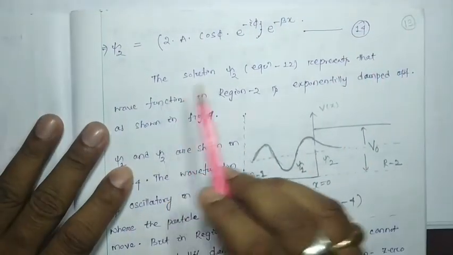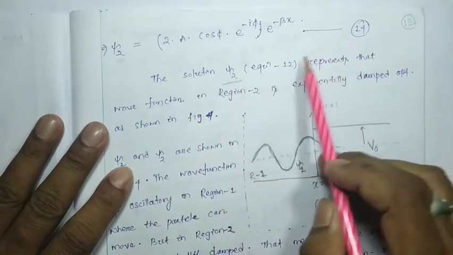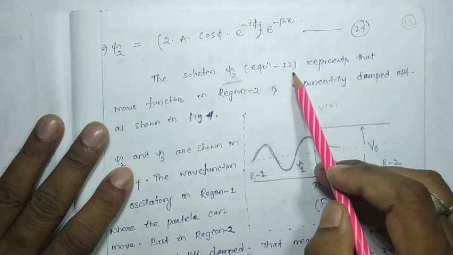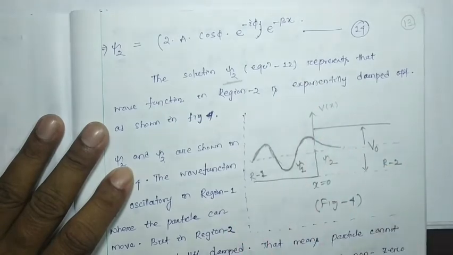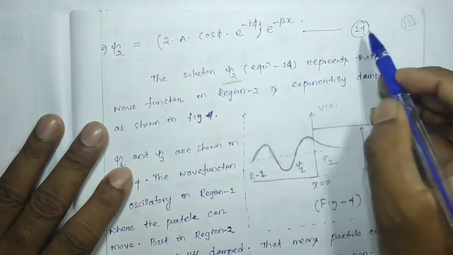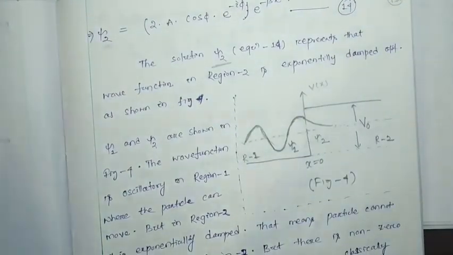The solution psi 2, equation number 14. This is equation number 14, not 12. This is equation number 14, right?